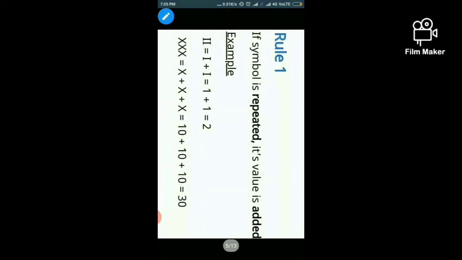Now we'll see some rules. Rule 1: if a symbol is repeated, its value is added. If any symbol is repeated, its value will be added. Here you see two I's are written, so I is repeated, so its value will be added. I plus I is equal to 1 plus 1, 2. Here you can see X is repeated, three X's written here, so the value will be added. X plus X plus X is equal to 10 plus 10 plus 10 is equal to 30.